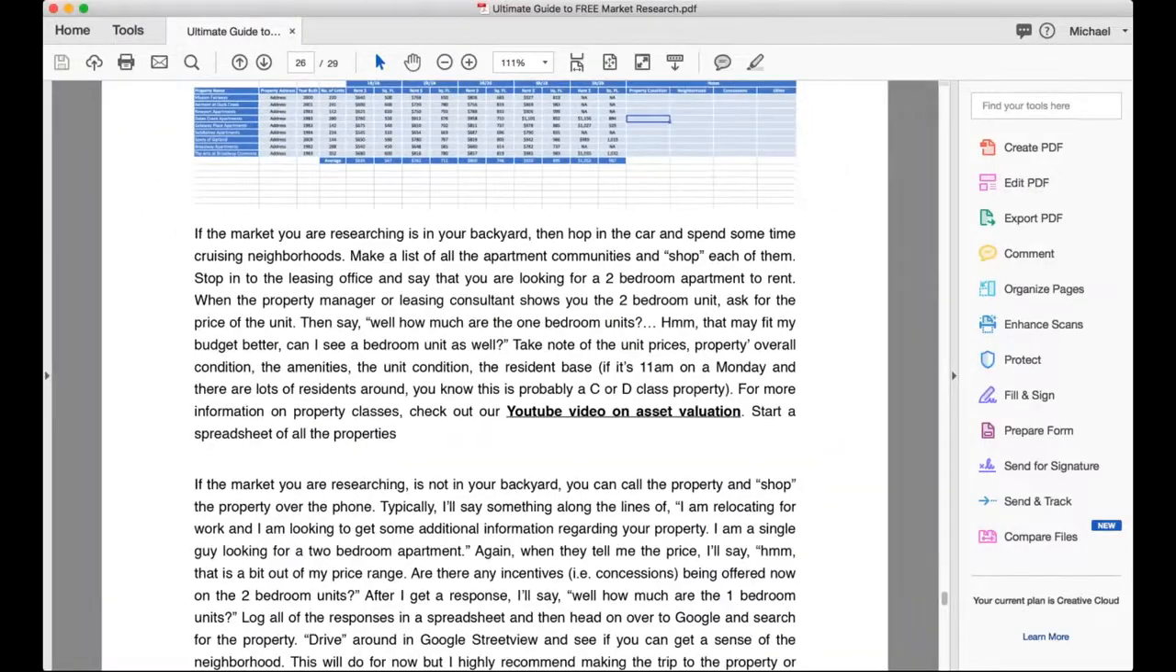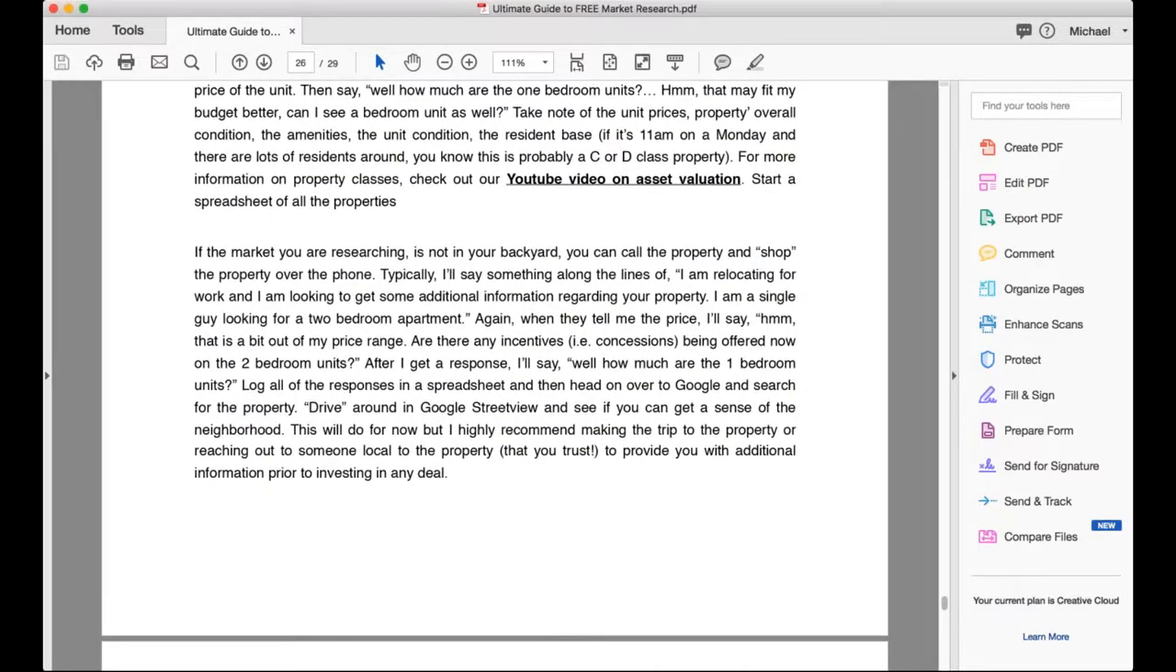So that's just another little tool that you can use. Kind of go out and shop your market. If you're looking at smaller properties, just go on Craigslist. I've been doing this lately for the vacation stuff. I'll just literally go and pretend like I'm going to rent a place and just check it out and see what places are going for.